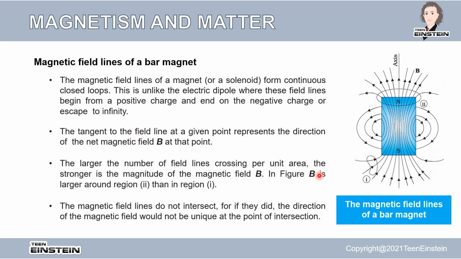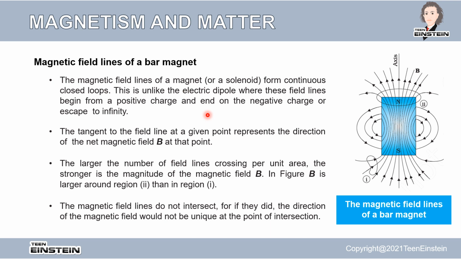Okay, now we will look at the magnetic field lines of a bar magnet. The magnetic field lines of a magnet or a solenoid form continuous closed loops. So this is an important point, and this is a point which is different from the electric dipole.